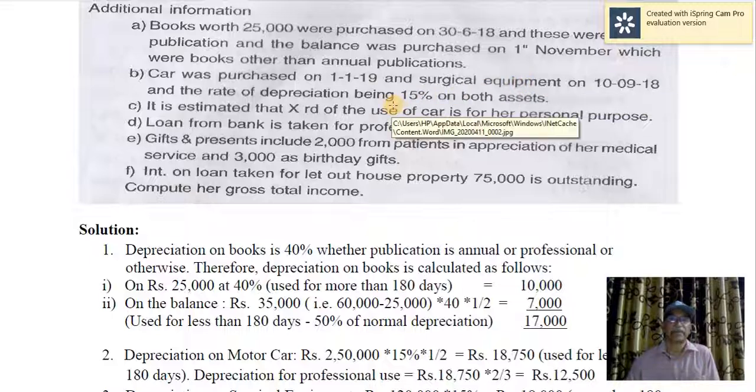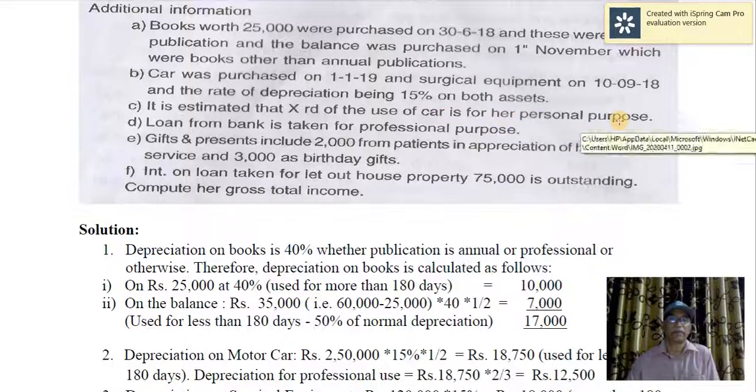It's estimated that one third of the use of car is for personal expenses. Here it is not properly printed, so it should be one third. So one third of the use of car is for personal purpose. That means it is used for professional purpose to the extent of 2/3. So only 2/3 of the car expenses should be considered. Similarly, depreciation should also be restricted to 2/3 of total depreciation.